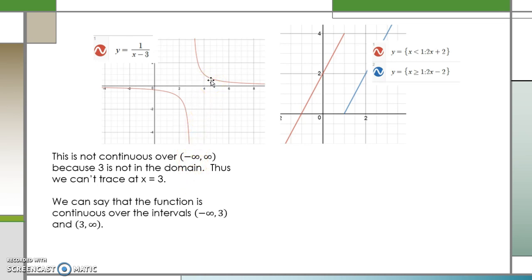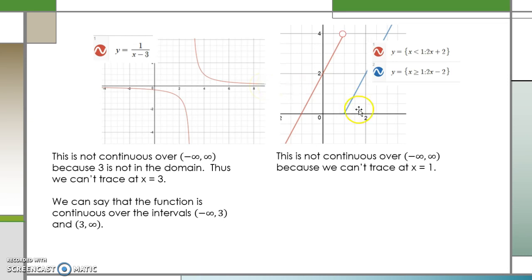We can say that the function, though, is continuous over two different intervals. It's continuous from -infinity all the way to 3. We can skip 3 and begin at 3 and go to infinity, and it continues its continuity. Looking at the graph on the right, notice I have x when x is less than 1. There is a hole here, and at 1, this is included. So excluded here, included down here.